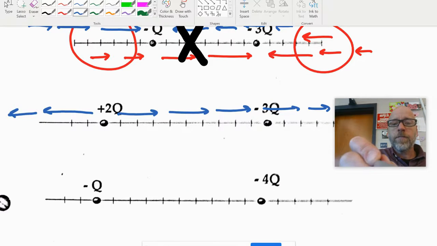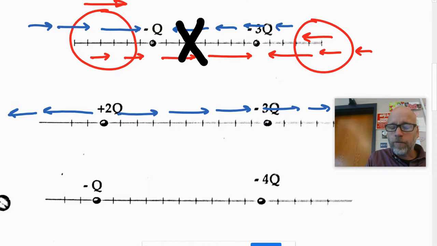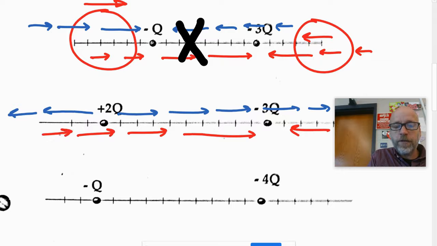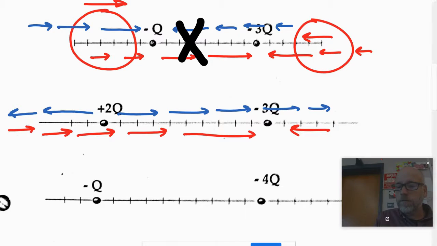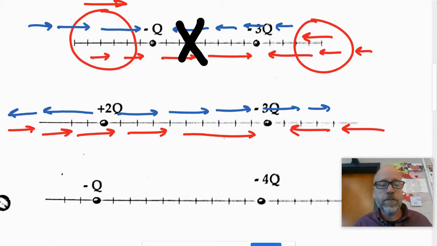is going to point towards, and it's a bigger charge. So the field lines are going to start off bigger at first. Now my question is, where's it going to cancel out?